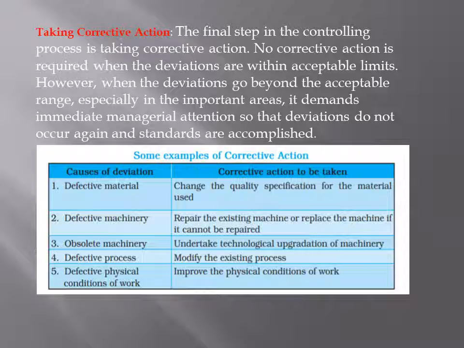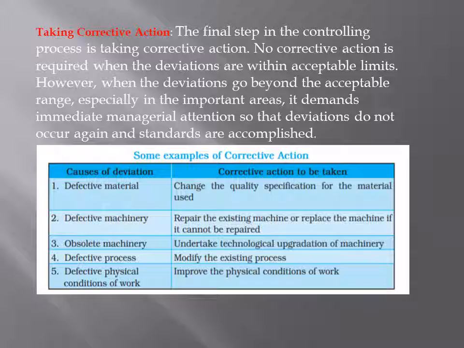The kind of corrective measures and deviations are that if material is somewhat defective, definitely one has to change the quality specifications for that material. If the machinery is defective and one is not able to produce as per the expectation, the machinery is to be replaced. So these are the few corrective actions.